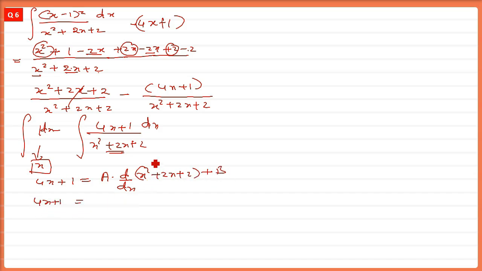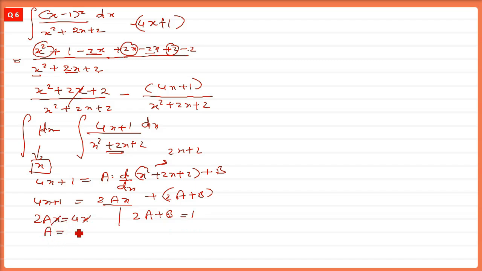So 4x plus 1 will be equal to, this differentiation will be 2x plus 2. A into 2x plus 2, so it will be 2ax plus 2a, and there is a b also, so 2a plus b. Now these are two separate terms, we can equate it with the similar terms. 2ax is equal to 4x, and the second will be 2a plus b will be equal to 1. This will give you, x's get cancelled, a will be equal to 2.